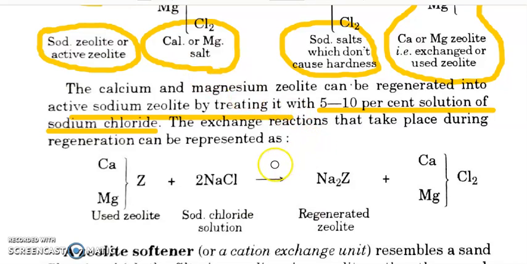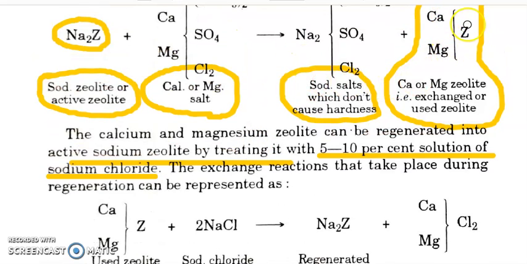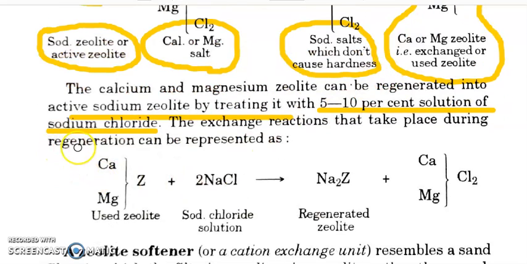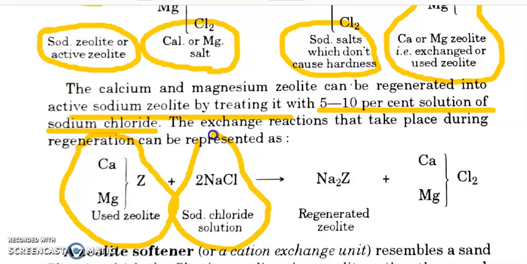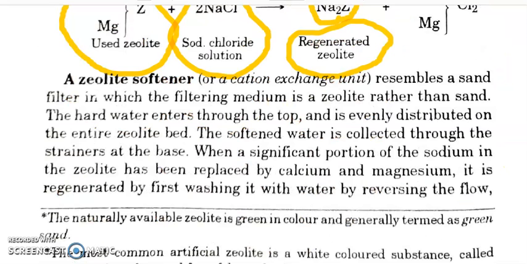Now these regeneration reactions are shown here, you will understand. Here the calcium and magnesium zeolite is formed, this calcium and magnesium zeolite which is the used zeolite. You are treating it with 5 to 10% sodium chloride solution, and once again the exchange of ions will take place, and once again you will get the sodium zeolite, that is the regenerated zeolite, and again calcium and magnesium chlorides are formed.